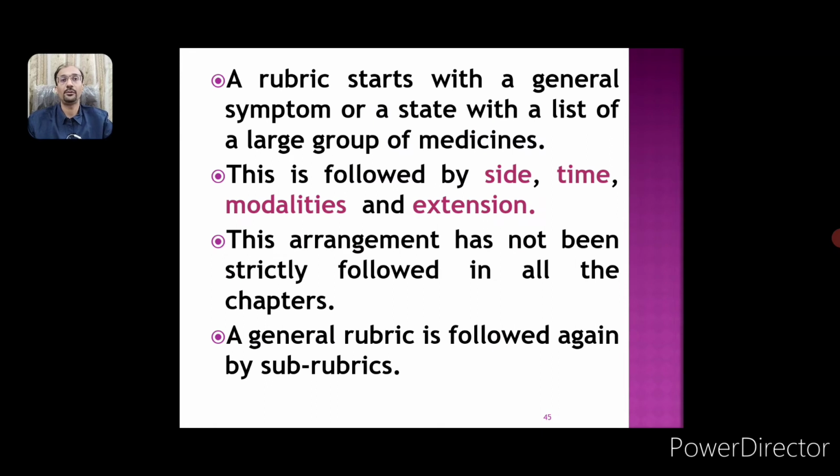So let us go to the arrangement of rubrics and sub-rubrics. Kent's repertory always starts with the general rubric, which is also called the main rubric, typed in capital bold letters. The main rubric is followed by the sub-rubrics. The sub-rubrics in most of the rubrics, in most of the chapters, contain four different groups, which you can say are site, time, modalities, extension, and so on.